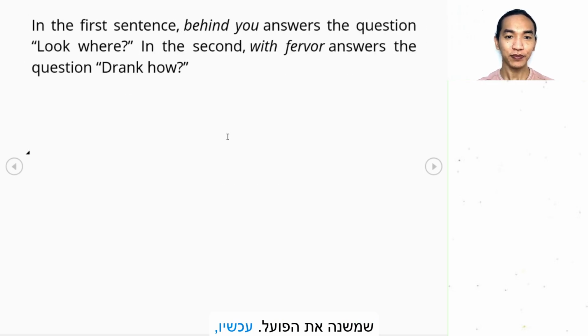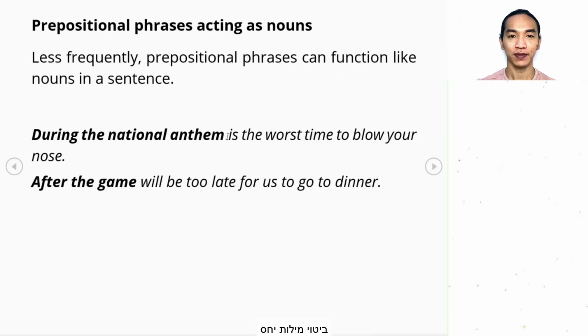Okay? Now, in the first sentence, behind you answers the question, look where? Right? In the second sentence, with fervor answers the question, drank how? So then they are now describing your verbs, or your actions. Okay. Now, prepositional phrase acting as noun.